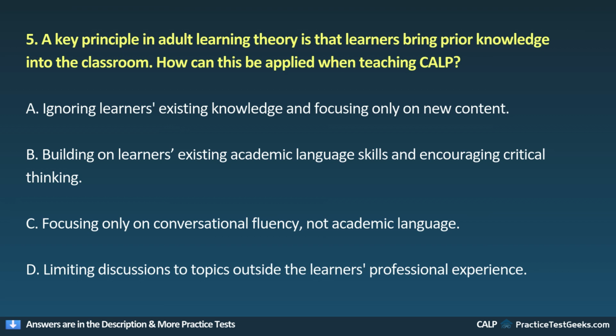5. A key principle in adult learning theory is that learners bring prior knowledge into the classroom. How can this be applied when teaching CALP? A. Ignoring learners' existing knowledge and focusing only on new content. B. Building on learners' existing academic language skills and encouraging critical thinking. C. Focusing only on conversational fluency, not academic language. D. Limiting discussions to topics outside the learner's professional experience.